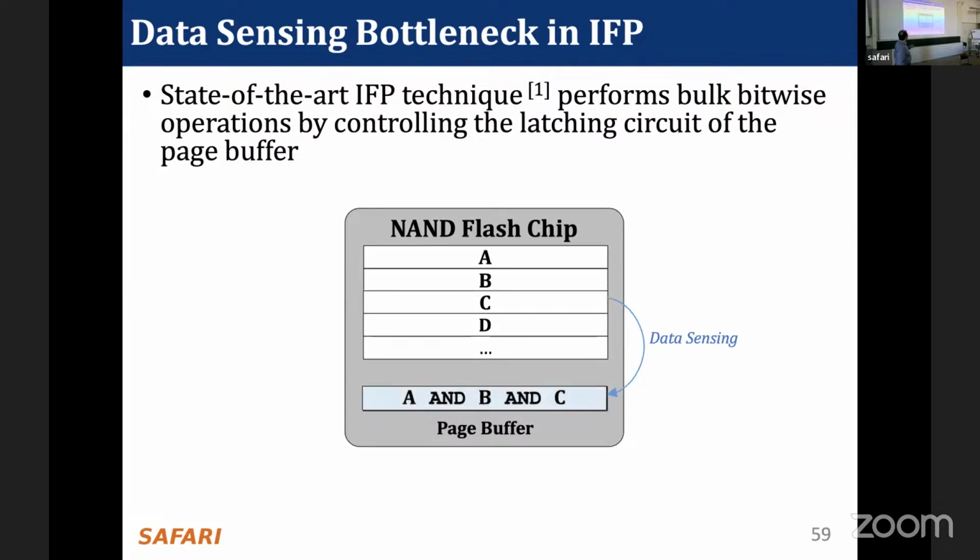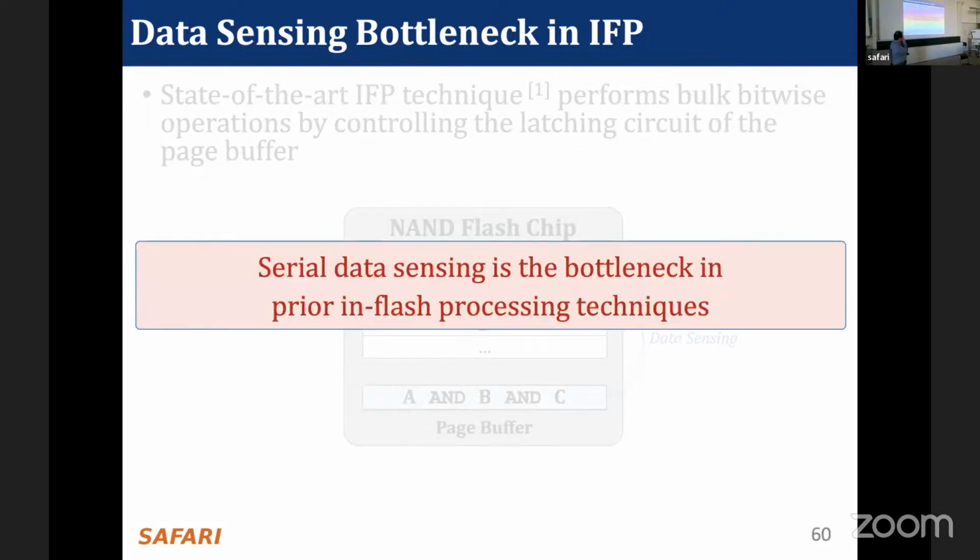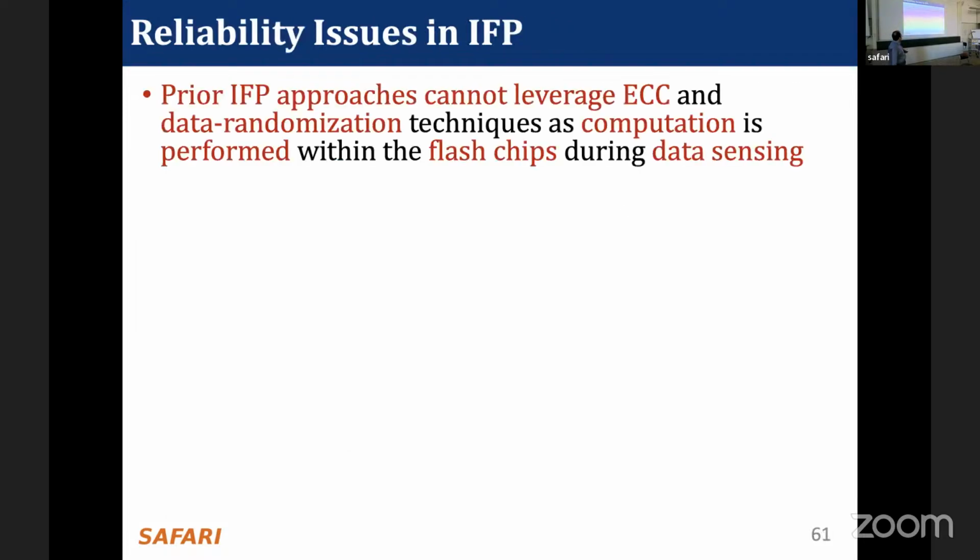So they can do several sensings and perform the AND operation. If you want to do an AND operation among 3 operands, you need to do 3 serial sensings. And each sensing, or each read, takes a lot of time because flash memory is slow. You need to spend, let's say, 40 microseconds to read. So the latency for doing A AND B AND C is going to be at least 120 microseconds, which is not really good. So serial data sensing is the bottleneck in prior in-flash processing techniques.